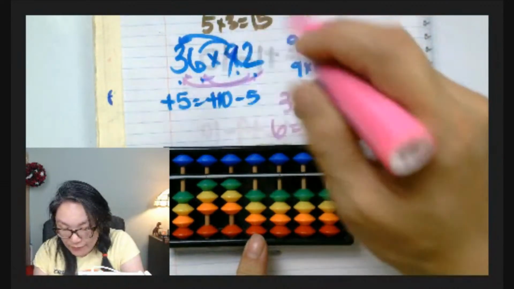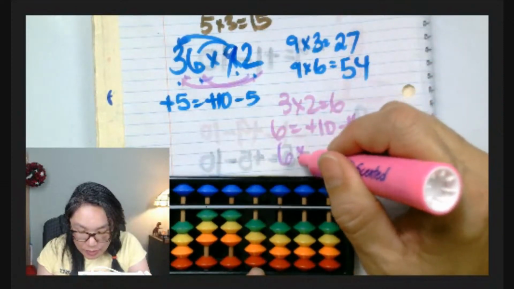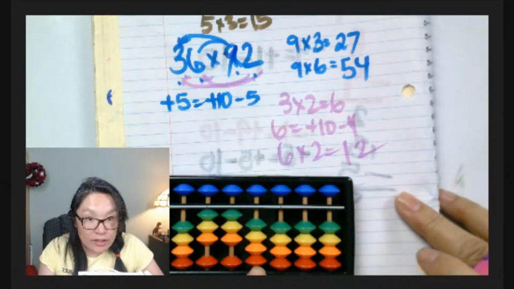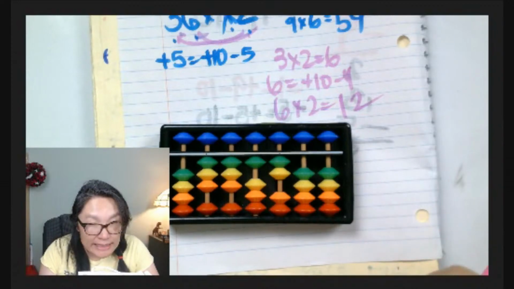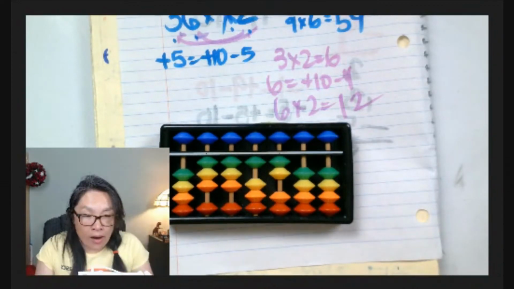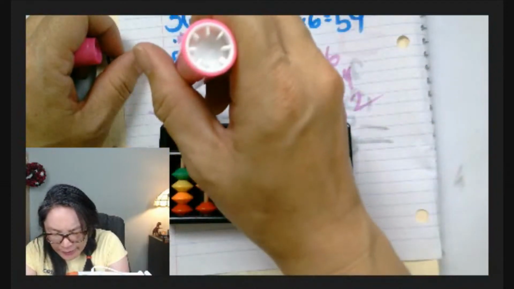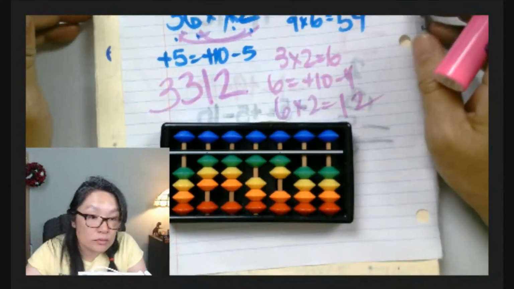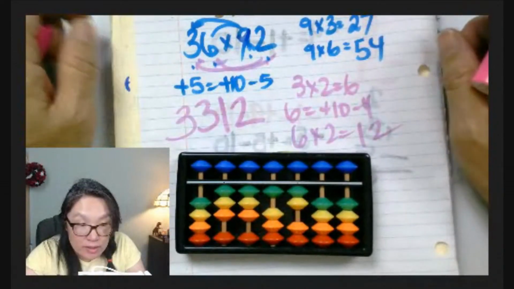And then we have 6 times 2. 6 times 2 is equal to 12. Thank you, Neon Panther. So what we're going to do is add the 1 and add the 2. My final answer is 3, 3, 1, 2. Thank you, Neon Panther. So that's what we are doing with the double digits.